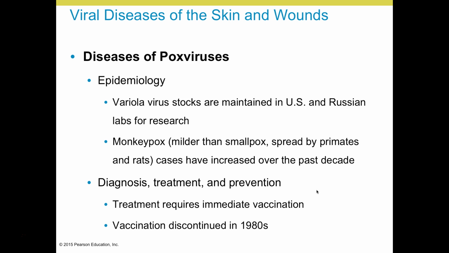Although it is eradicated, we still have variola virus stocks that are maintained in the US and Russia for research. However, I must admit that it's not for good biomedical research. It's more for biowarfare. Monkeypox is another type of smallpox, but it's milder. It is spread amongst primates and rats. However, it has increased over the past decade. Treatment is immediate vaccination. However, vaccination was discontinued in the 1980s because smallpox was eradicated.